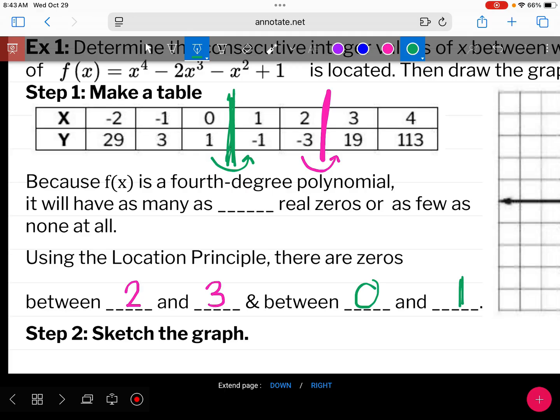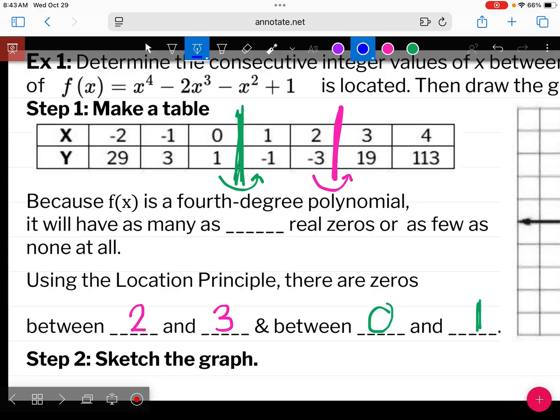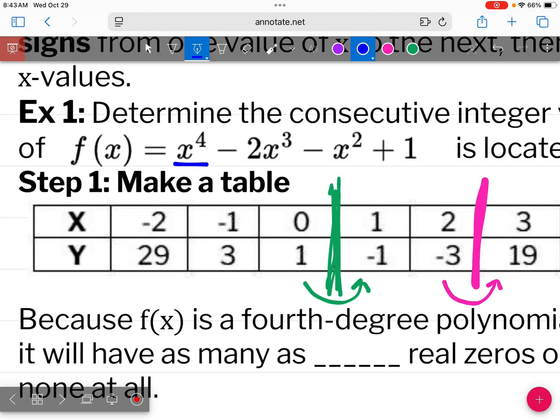What is the most number of roots this could have? 4. It's still based off our degree. I could have 4 real roots, and I know that's above your table, and I have it below mine. Formatting's fun. So I could have 4 real roots. I could have no real roots. In this table, I see I'm going to have 1 root between 2 and 3 and 1 root between 0 and 1.